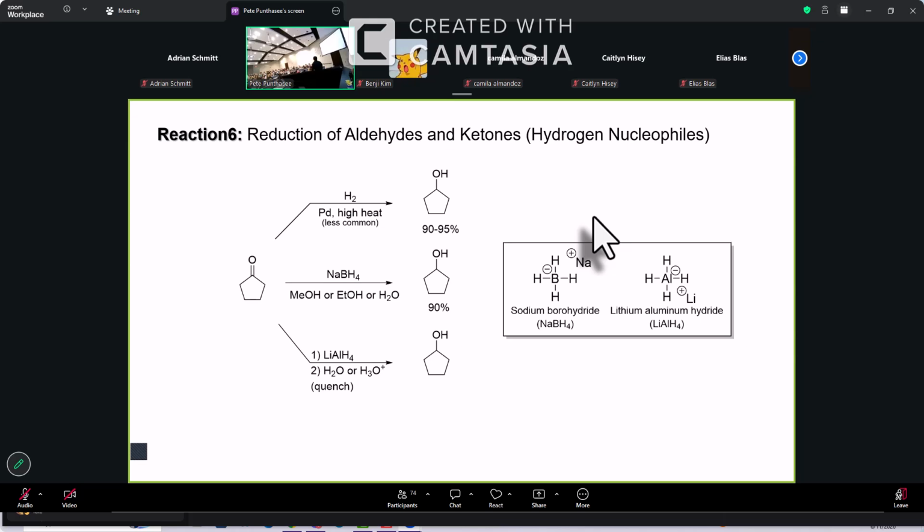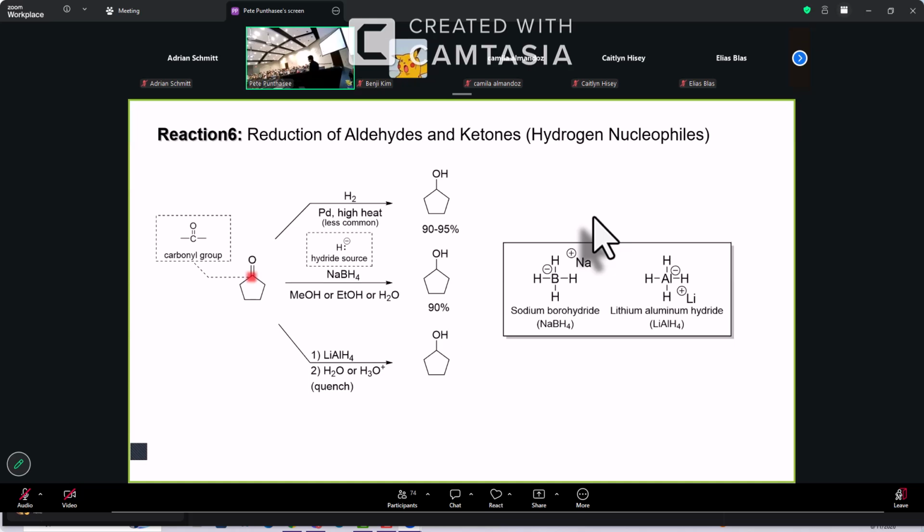All right. So we call this reduction. But mostly we're going to focus on sodium borohydride and lithium aluminum hydride. What they do is give you a hydride source, a hydrogen with a lone pair. Not a proton source. A proton is a hydrogen without electrons. This is a hydride source.